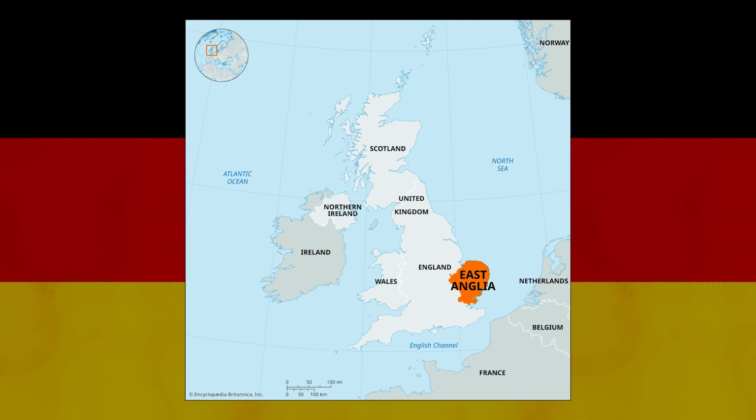Yep, even my very own home nation is named after a Germanic tribe. And within England, we have East Anglia, which is named specifically after the East Angles, a sub-tribe of the Angles who made themselves at home in this part of the country.